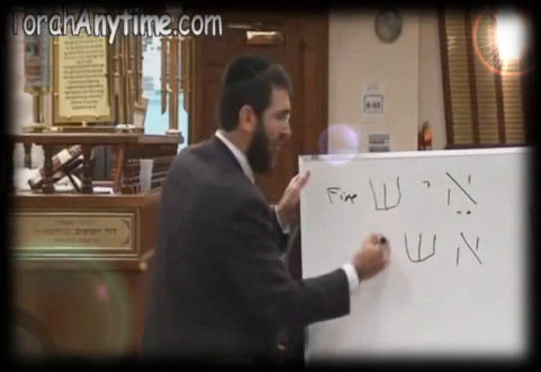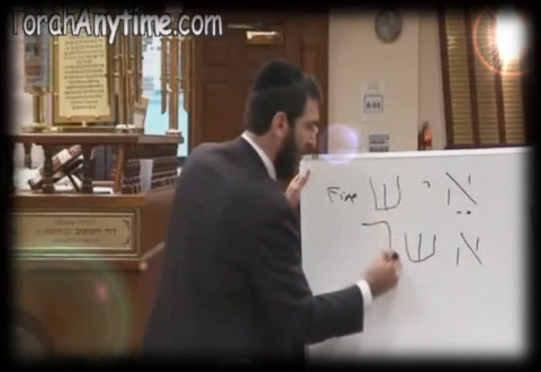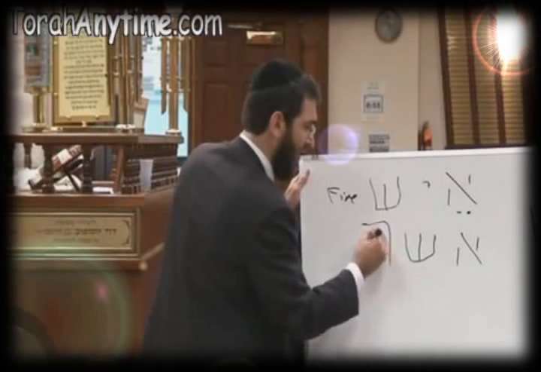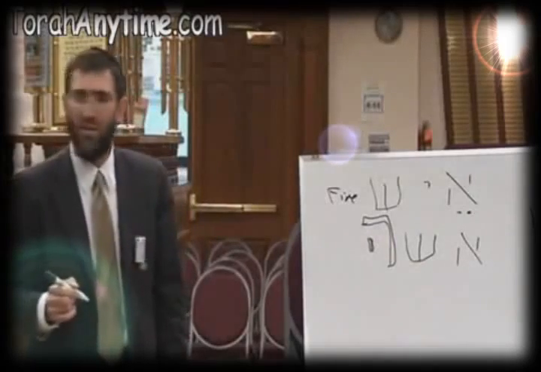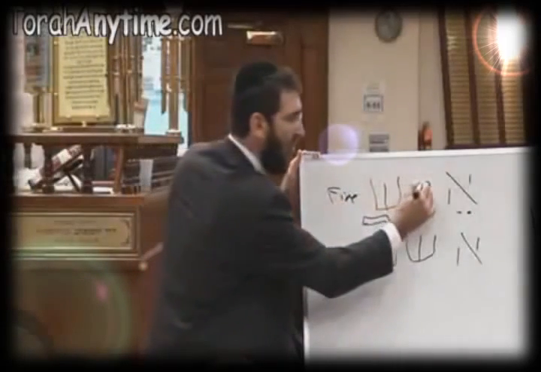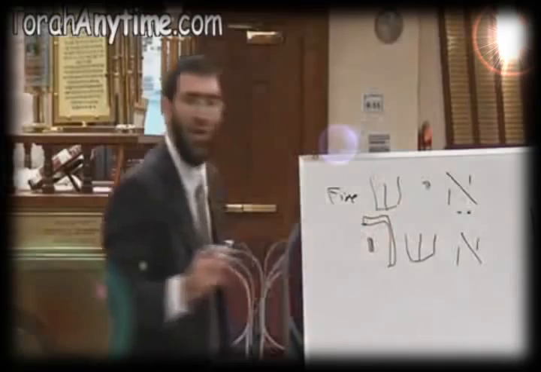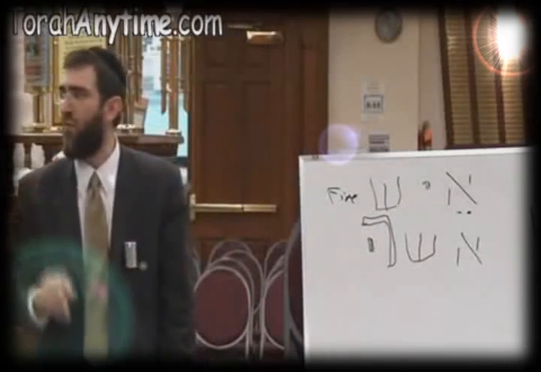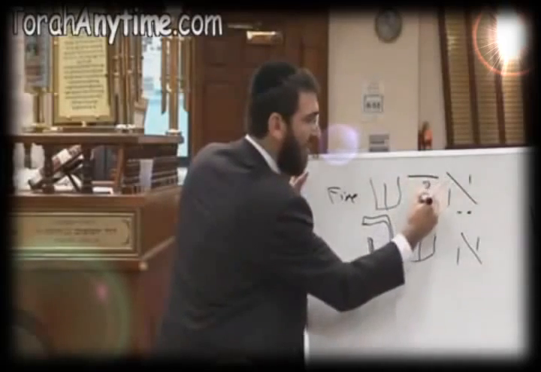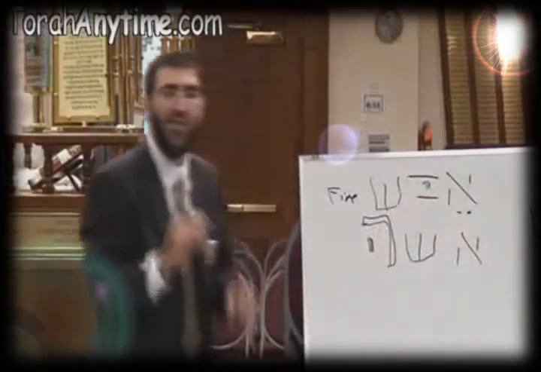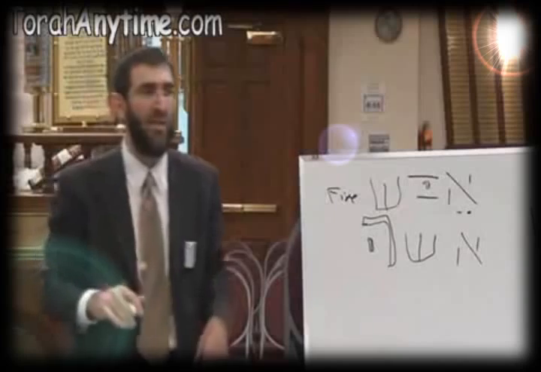Now, it's interesting that a man's letter happens to be, in this combination, a yud. A woman's letter is a hey. Tells us something a little bit about men and women as well. A man's letter is a yud. If you notice, a yud happens to be the smallest letter in the Hebrew alphabet. It doesn't touch the top of the line. It doesn't touch the bottom of the line. It just hangs there in space.